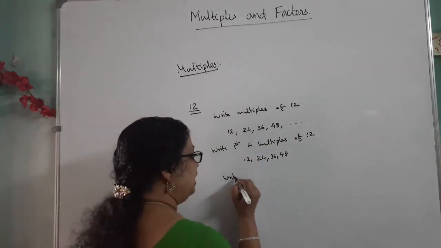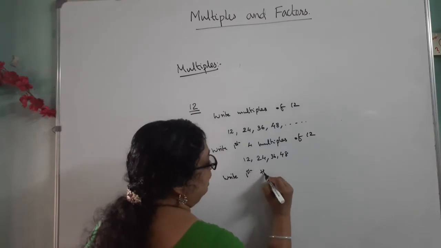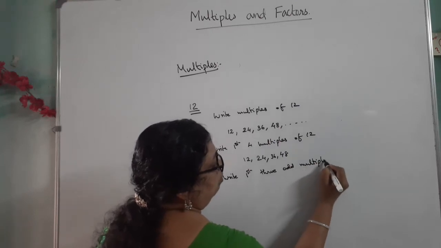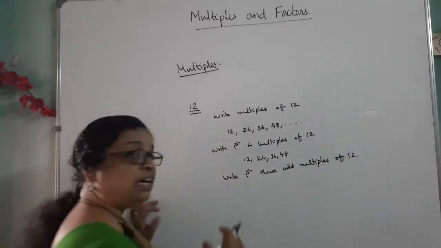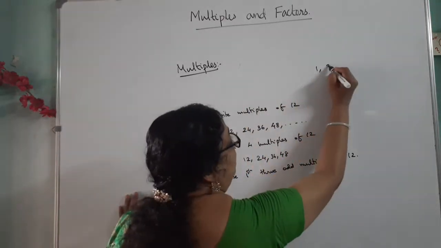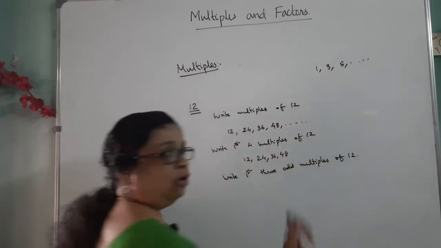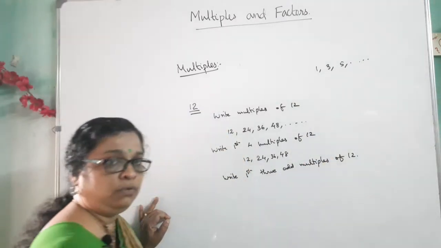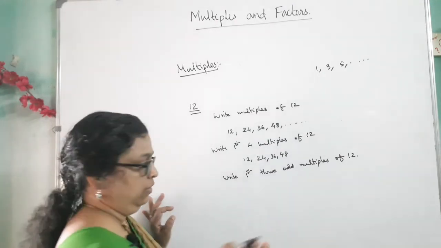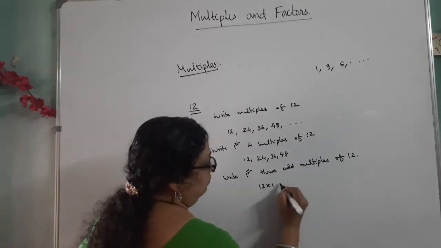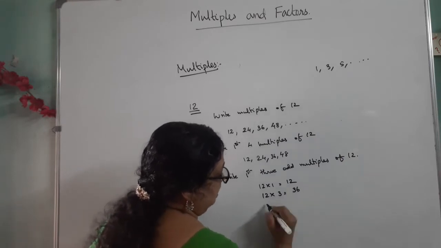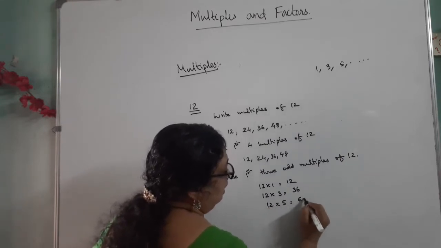Sometimes it is asking, write first 3 odd multiples of 12. Odd numbers we know that. What are the odd numbers? That is 1, 3, 5, etc. First 3 odd multiples of 12 is multiplying with 1, multiplying with 3, multiplying with 5. That is 12 into 1 equal to 12, then 12 into 3 equal to 36, then 12 into 5 equal to 60.